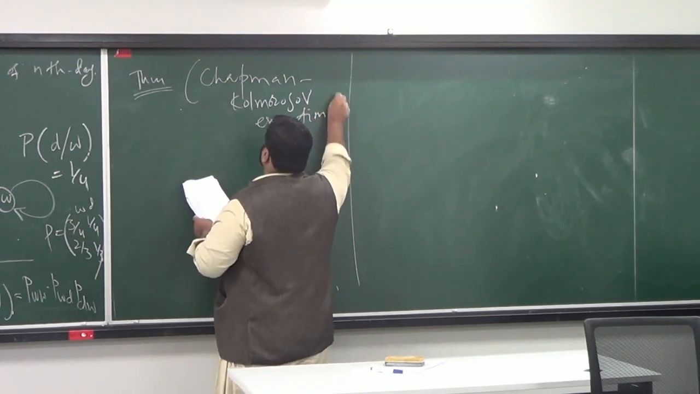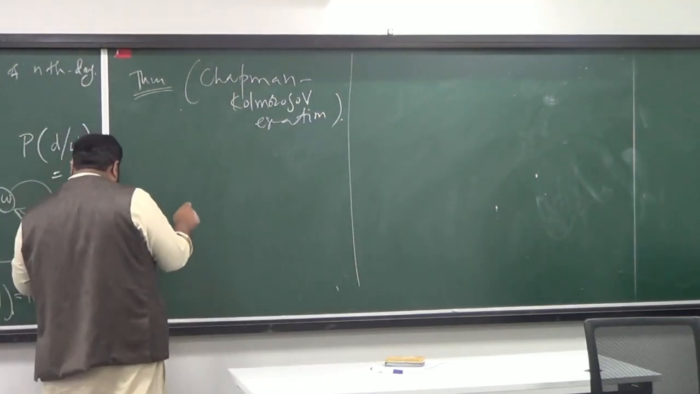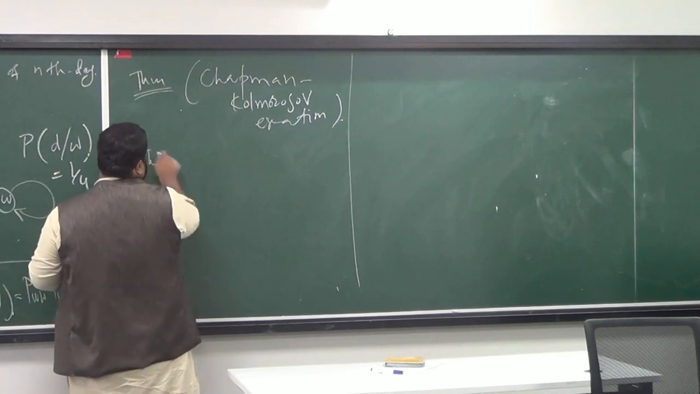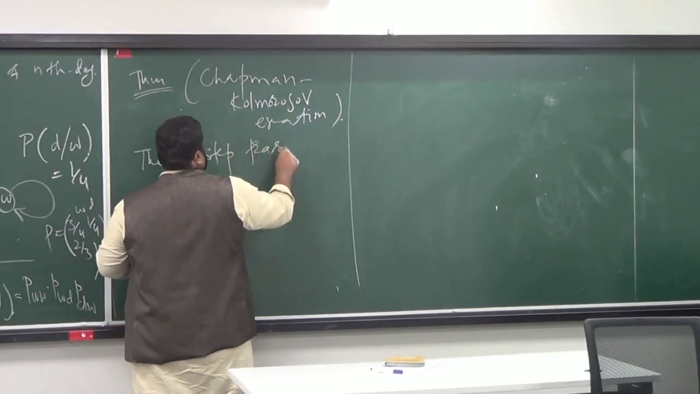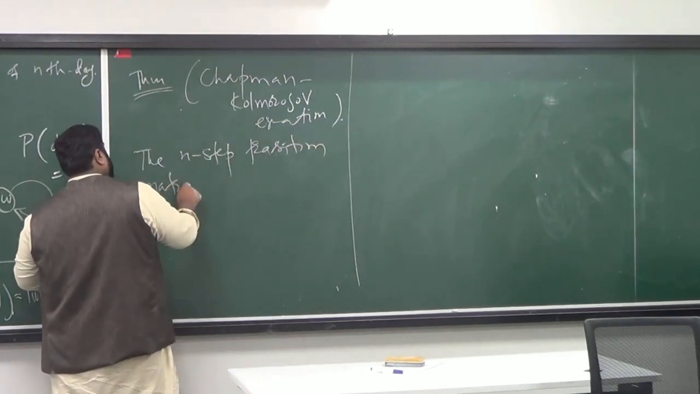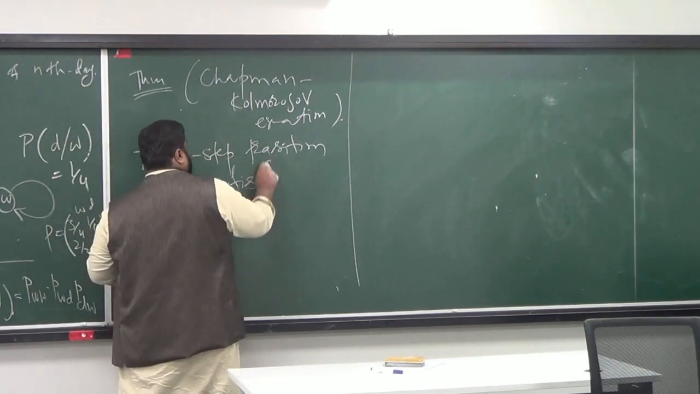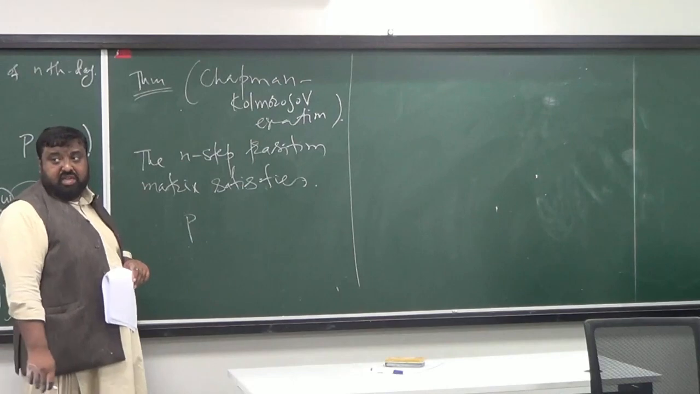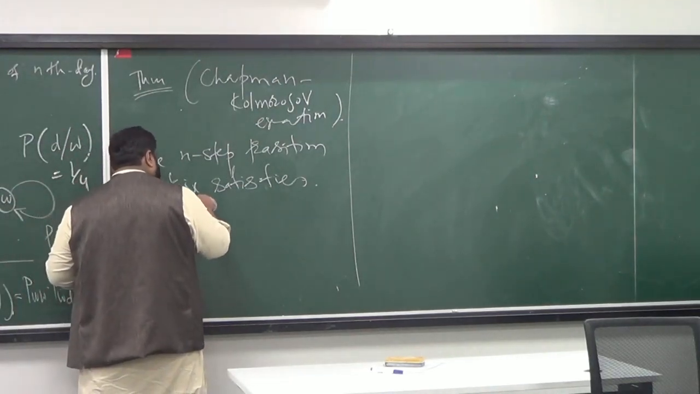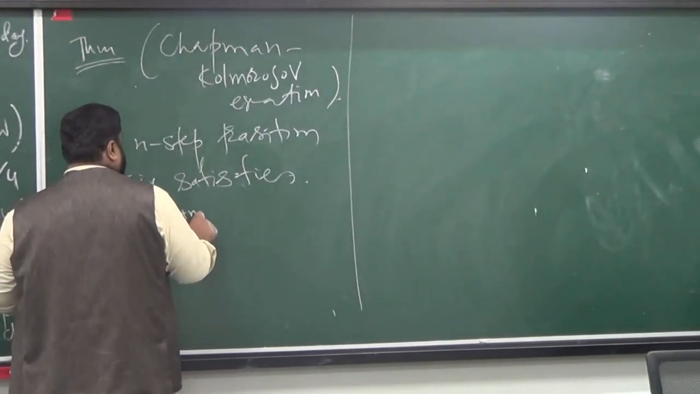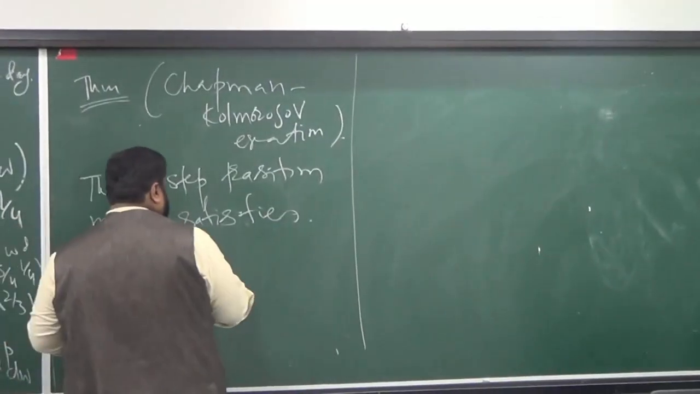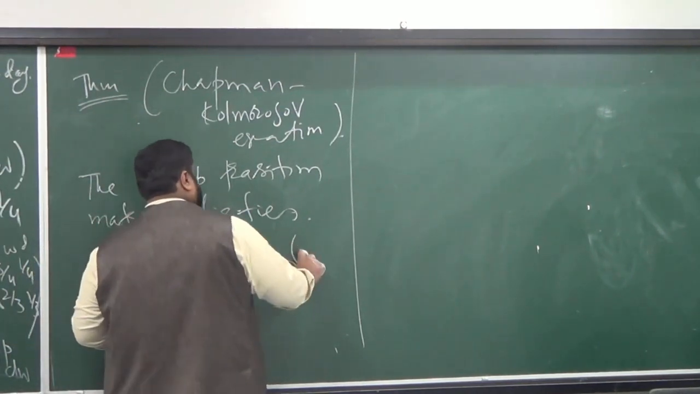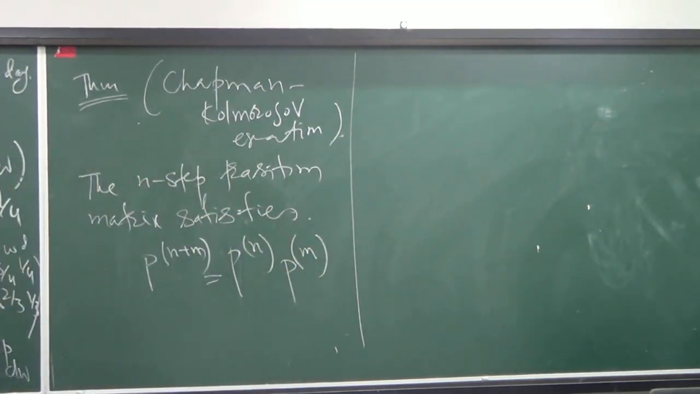The theorem essentially says that the n-step transition matrix satisfies this equation, written in two forms. The first is the matrix form. Take the n plus m step transition matrix. This can simply be obtained by multiplying the n-step transition matrix times the m-step transition matrix.